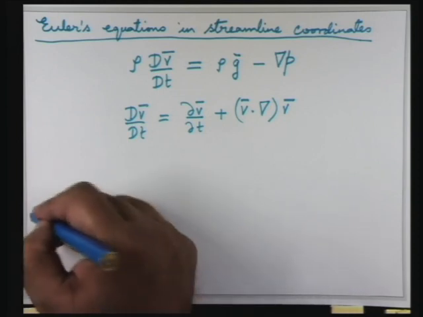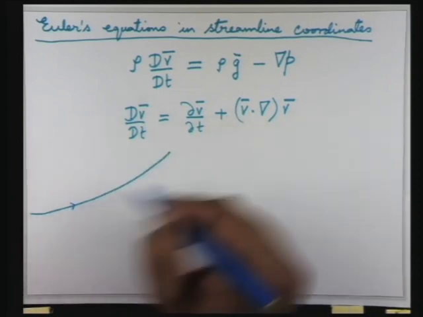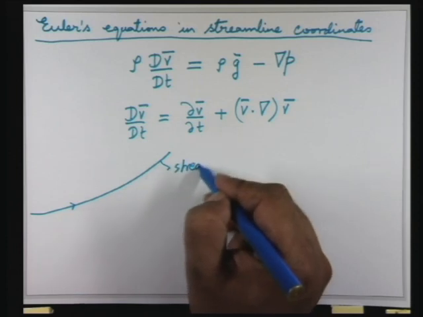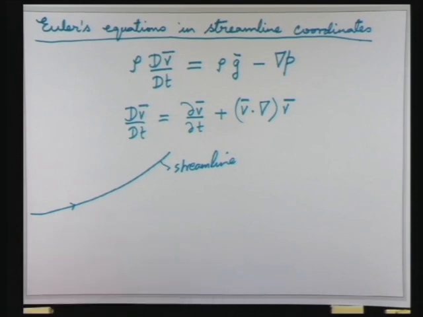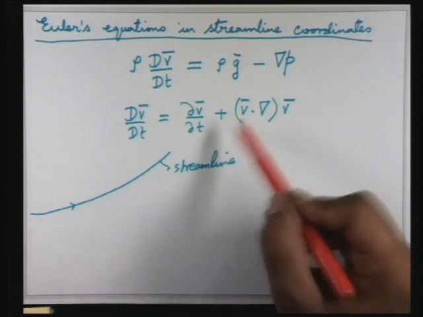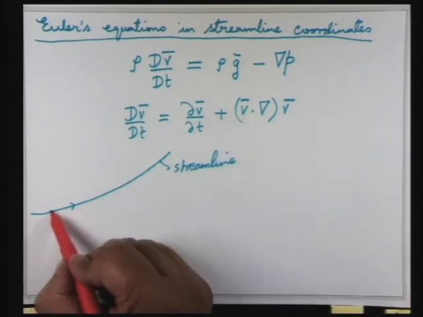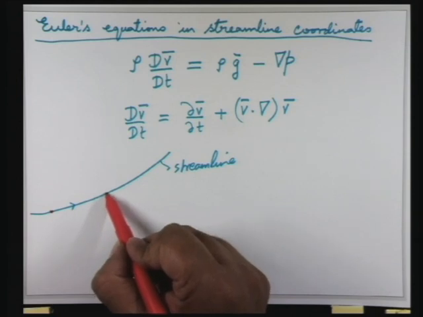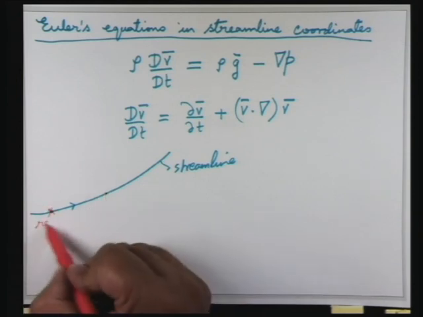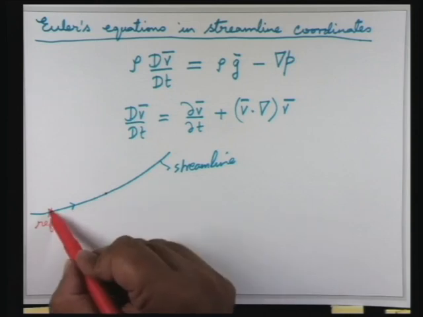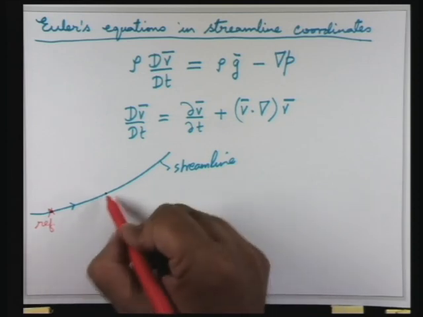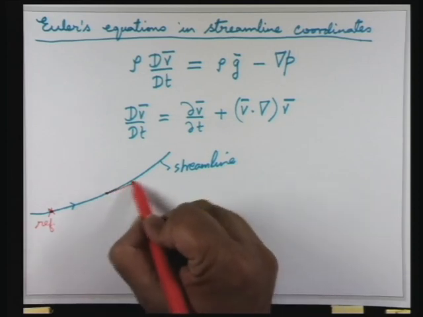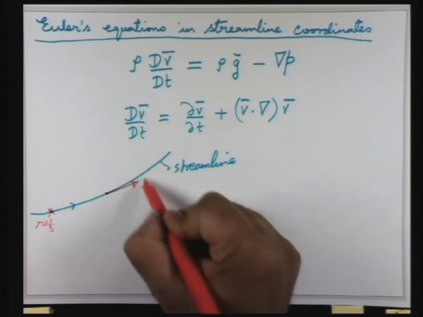Now, let us say this is a streamline. We will take a coordinate system where you have a coordinate S, which is the arc length measured along the streamline from some reference point. So, let us say this is my reference point. If you take the distance along this streamline up to this point, we will call it S. And you can have a unit vector which is tangent to this, which we will call E with a subscript S.